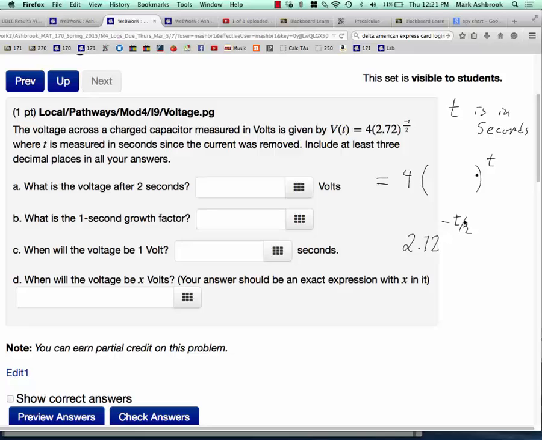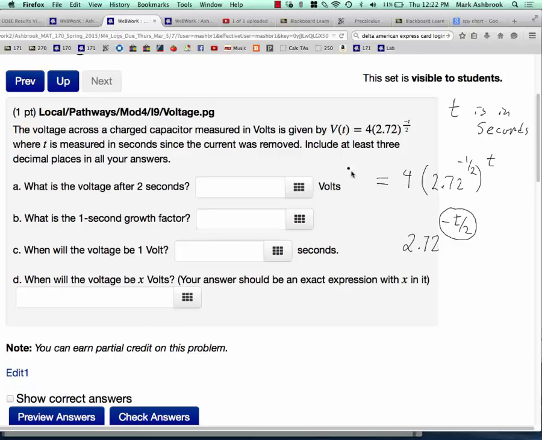Okay, so what do we really have inside? We could separate out the t. Negative t over 2 equals t times what? 2.72 to the negative 1/2. So now, when you multiply those two together, you get that negative t over 2. And so what's the 1 second growth factor? It's this: 2.72 to the negative 1/2 is our 1 second growth factor.